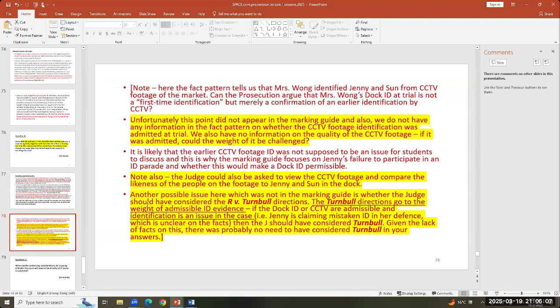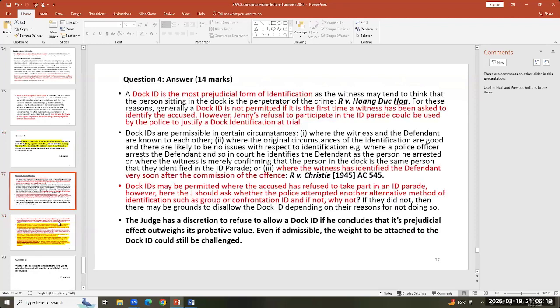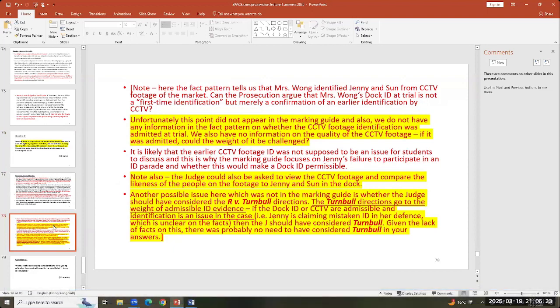But just bear it in mind: if there is a challenge to the identification evidence, then you may need to consider Turnbull. I think the facts are a little unclear here. It's not clear to me how Mrs. Wong was able to identify Jenny and Sun, because unless she knew Jenny, she might be able to look at the CCTV footage and say, yes, that's the girl who tricked me. But it still doesn't follow how Jenny ends up being arrested if they don't know who Jenny is. Anyway, it's just a side point.